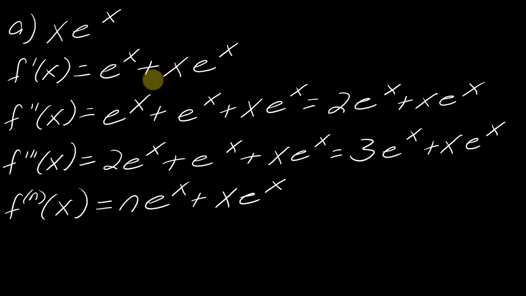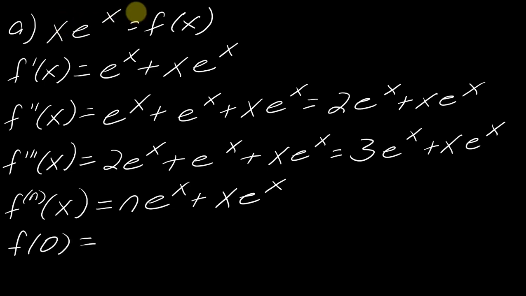Now this is a Maclaurin series, so I need to evaluate all of these at 0. We're even going to start with this one here, which will be my f of x. So f of 0, if I plug in 0 into all of this, becomes 0 times 1, so this is just 0. F prime of 0: e to the 0 is 1, and then this will be 0. So this is just equal to 1.